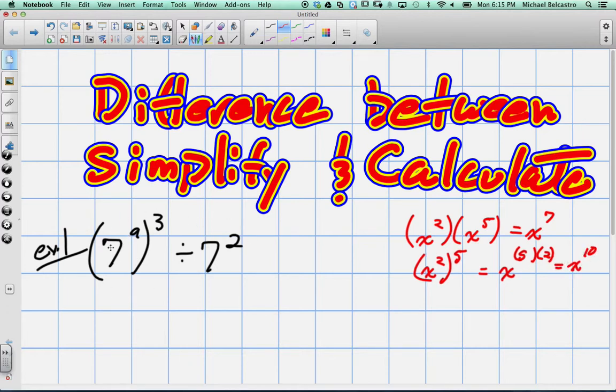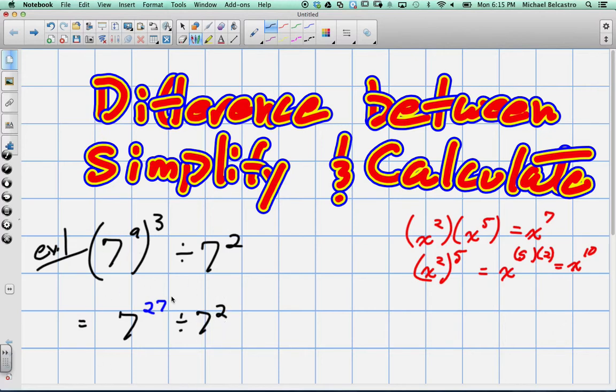So let's simplify 7 to the power of 9 to the power of 3. The base stays the same, just like it did here with the x. And what would I do with those two exponents? Multiply 9 by 3. Yeah. Do you happen to know what it is off the top of our heads? Yeah, that's right. Double check. 27, that's right. And then divided by 7 to the power of 2. Okay. So we've simplified the first part.